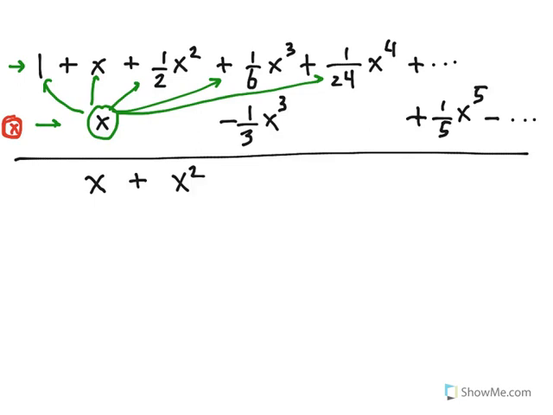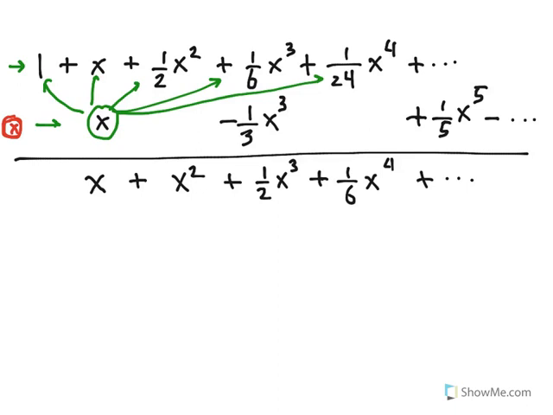And x times 1/2 x squared would give me 1/2 x cubed. So I'm going to write that here in the column for third degree terms. x times 1/6 x cubed will give me 1/6 x to the fourth, and I'll write that in the column for the fourth degree term. And so on. So this actually keeps on going forever, but we can't do that.